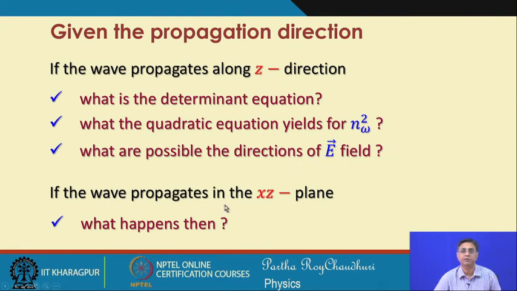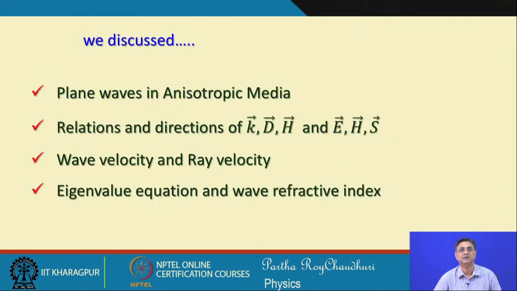If the wave propagates in the xz plane, then also we can do the same operation, because this is a situation which is different from the simple case of the wave propagating along z direction. So, when we analyze this situation that the wave is propagating along xz plane or yz plane or zx plane, then what happens? We will try to study these properties in the next section.